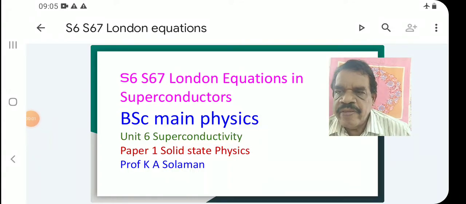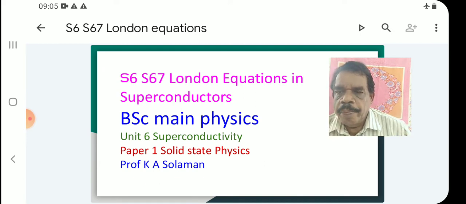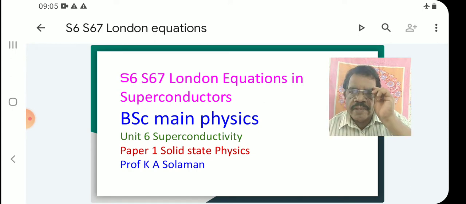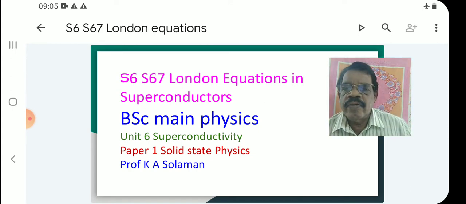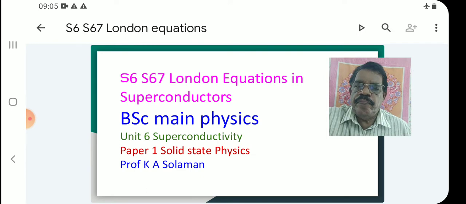Welcome to BSc Main Physics. This is semester 6, paper 1, solid state physics. The topic is superconductivity, and today it is the 67th class, A67: London equations in superconductivity.